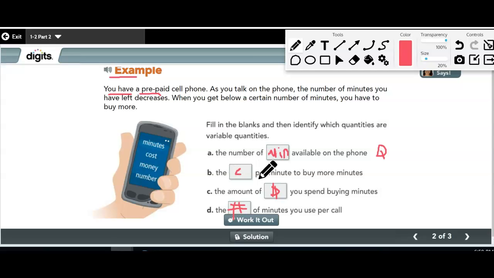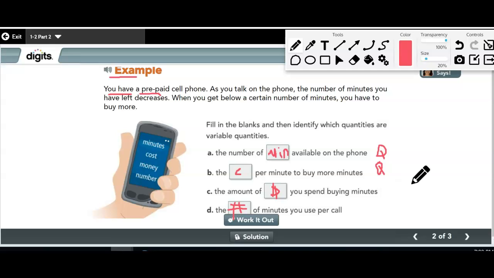The cost per minute to buy more minutes. When you go to the store to buy more minutes, it's going to give you a cost. We can measure how much that cost is. It's going to give us one specific answer at that store. So again, this is going to be a quantity. It's going to be one answer.